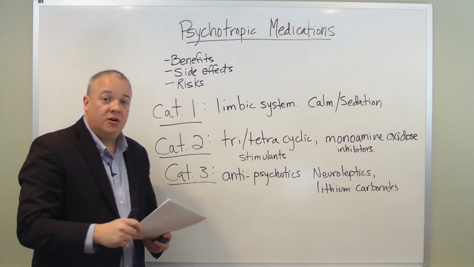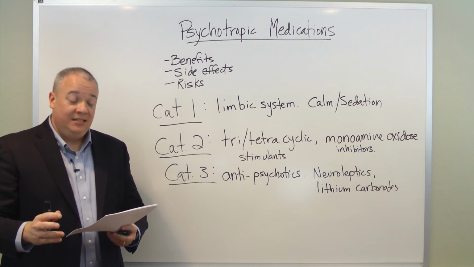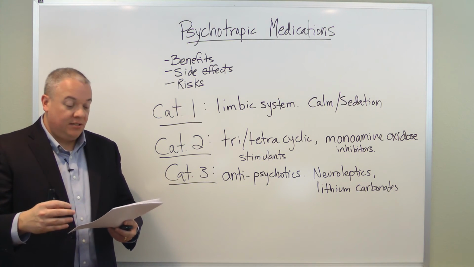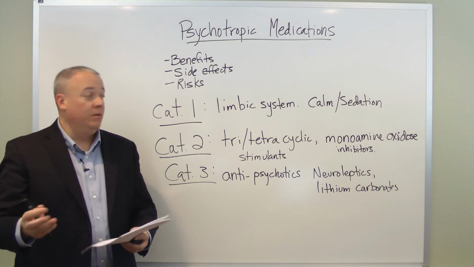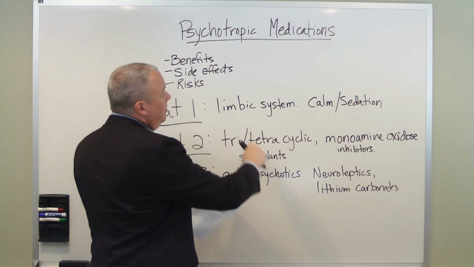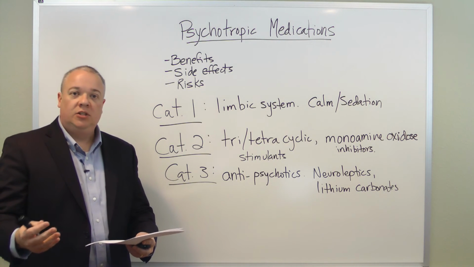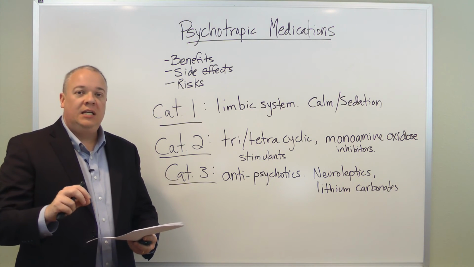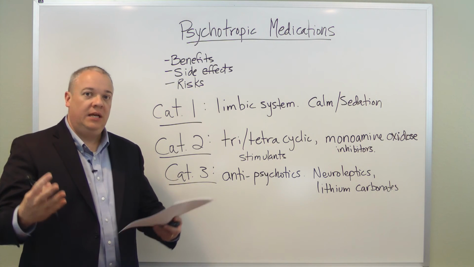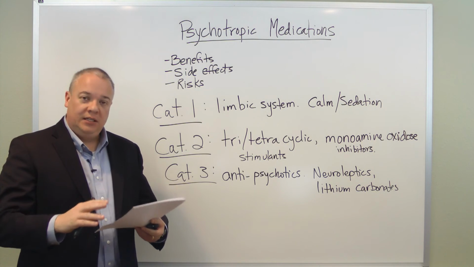Category 1 medications are used to treat things like minor depression, anxieties, and they include all the anti-anxiety agents, sedatives, and hypnotics or sleeping pills. Category 1 medications affect the limbic system, and they produce a feeling of calm and sedation. So minor depression and issues related to sleeping or anxiety, and they want to produce calm, sedation, sleep, things like this.